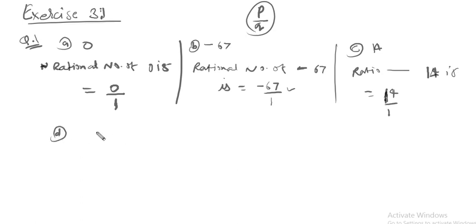Now come to D. 3 divided by minus 5. So the rational number of this is equal to 3 upon minus 5. I can write it this way. So this is the rational number of minus 11. Right? Now come to the second question.